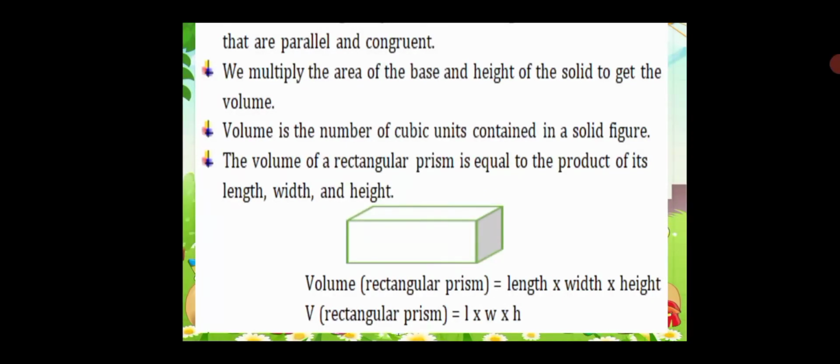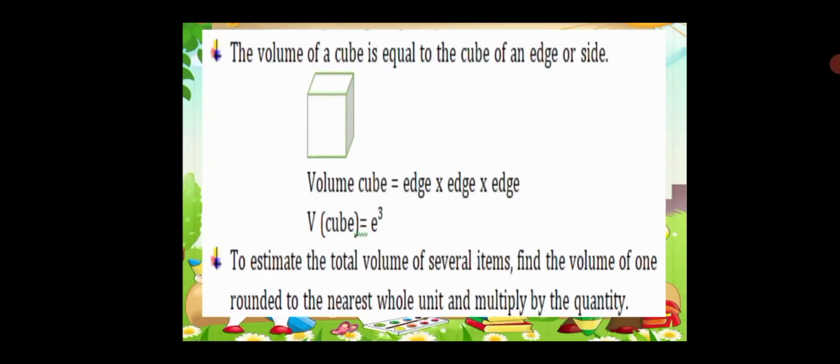Volume of a rectangular prism is equal to length times width times height, or V equals L times W times H. The volume of a cube is equal to the cube of an edge or side. Volume of a cube equals edge times edge times edge, or side times side times side.